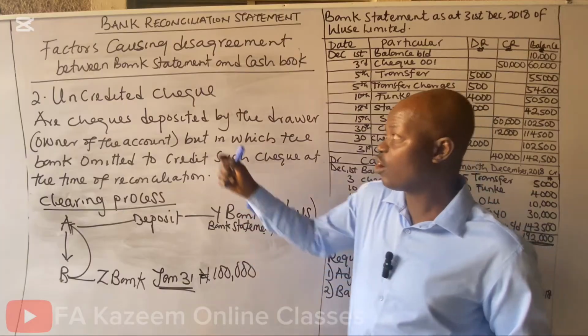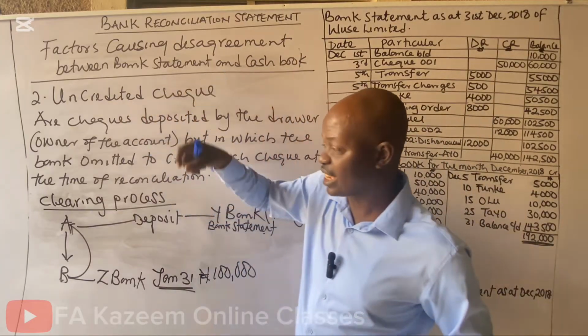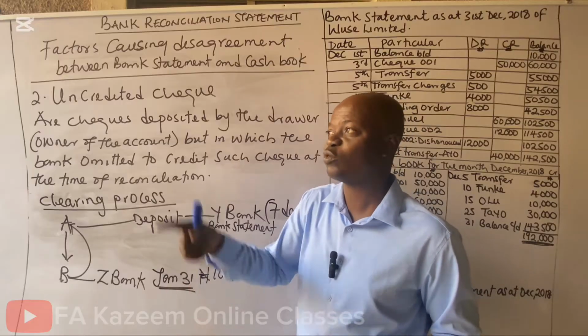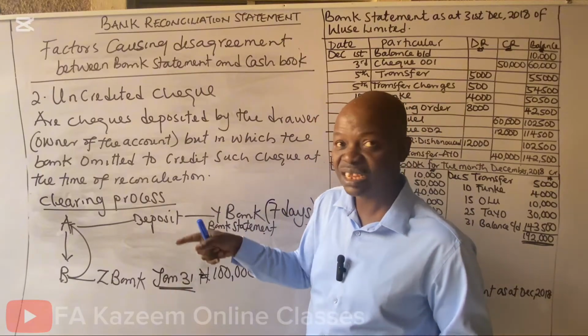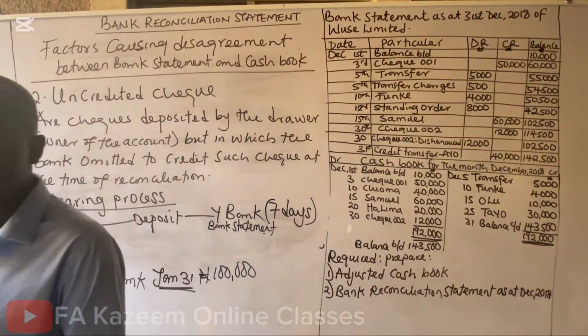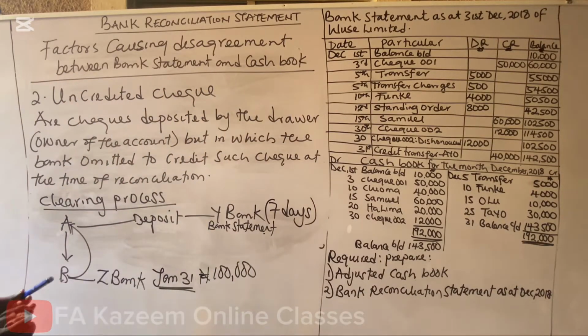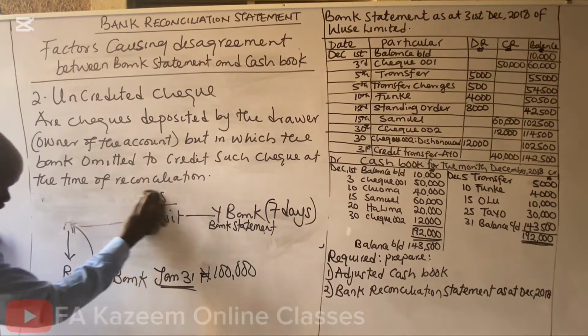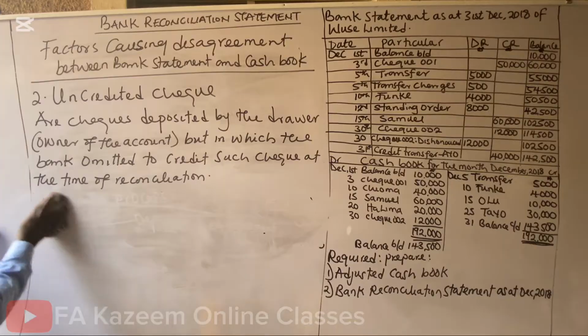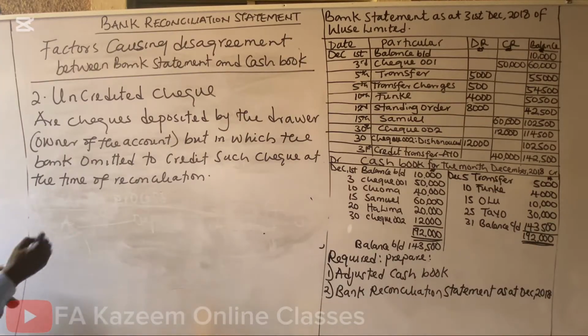In that case, uncredited checks are checks that, when deposited with the bank, the bank omitted or failed to credit in the bank statement. And why did they use the word uncredited check? The reason why they use the word uncredited check is this.